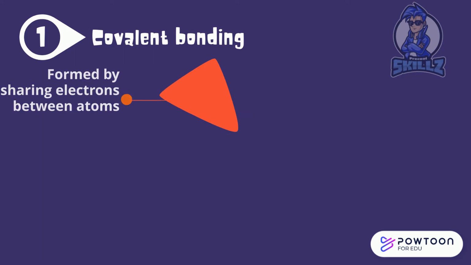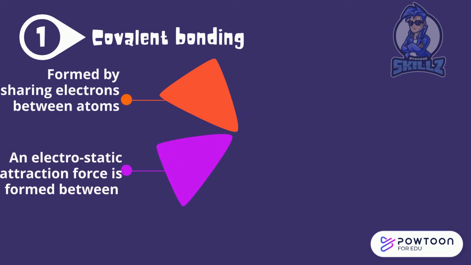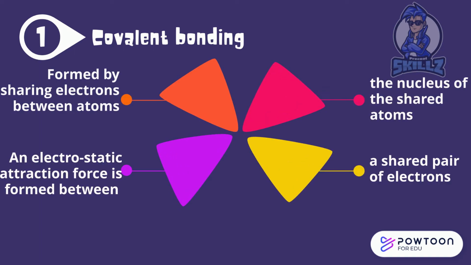So, what is covalent bonding? Covalent bonding is formed by sharing electrons between atoms. An electrostatic attraction force is formed between the nucleus of the shared atoms and the shared pair of electrons.